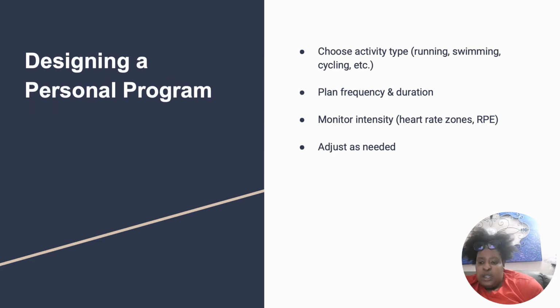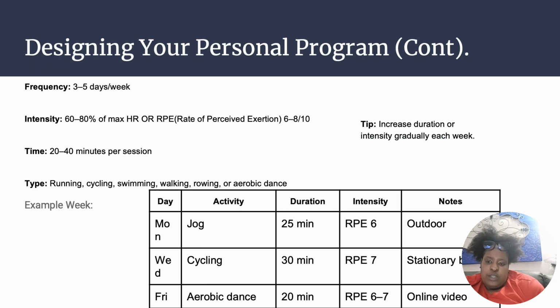When we design a cardio program, we focus on the activity type, whether that's running, swimming, or cycling, how often you would do it, how long each session will be, how you will monitor intensity, and how you will adjust the plan over time. Every student's plan will look different depending on goals and fitness levels. Here's an example of designing your personal program.